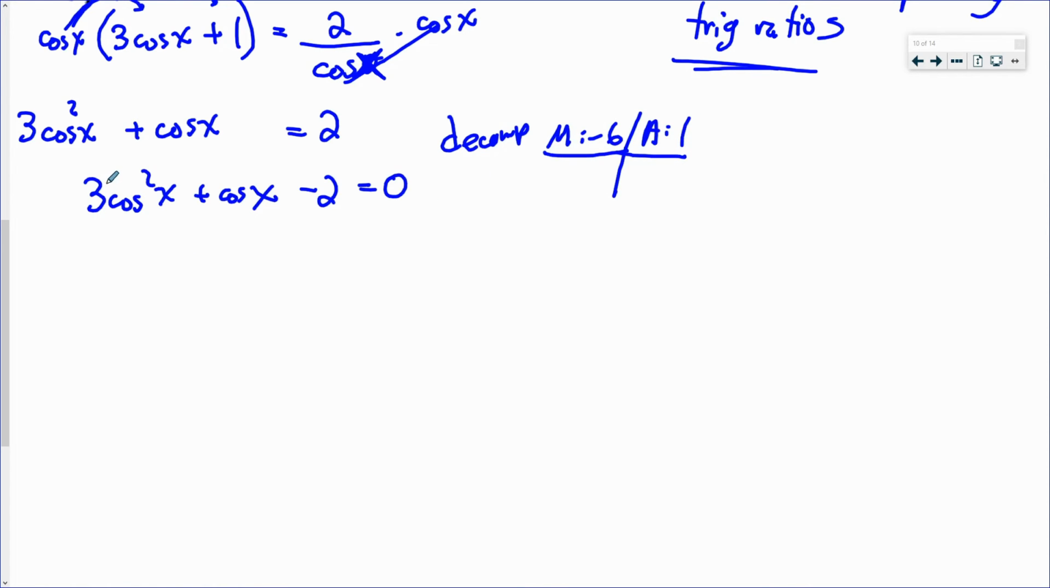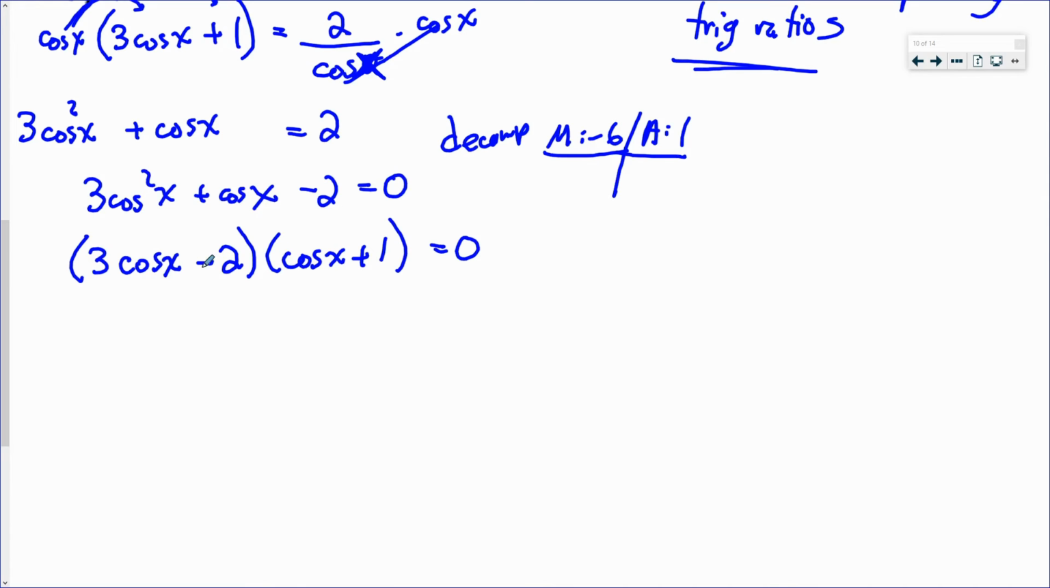Okay, I'm not here to review decomposition, so I'm just going to jump straight to the answer that I got. So just pause the video and make sure you get this answer and then keep going. So you're going to get 3 cos x minus 2, and then cos x plus 1, and that's equal to 0.